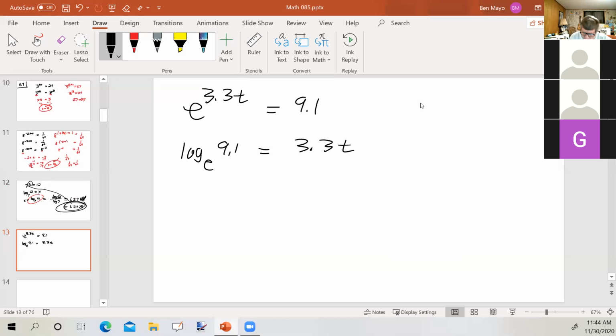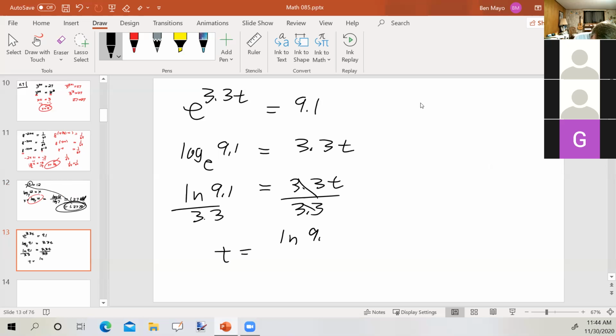However, isn't log base e just natural log? So I've got the natural log of 9.1 equals 3.3t. To solve for t, I'm going to divide both sides by 3.3. So t equals the natural log of 9.1, the whole thing, divided by 3.3.